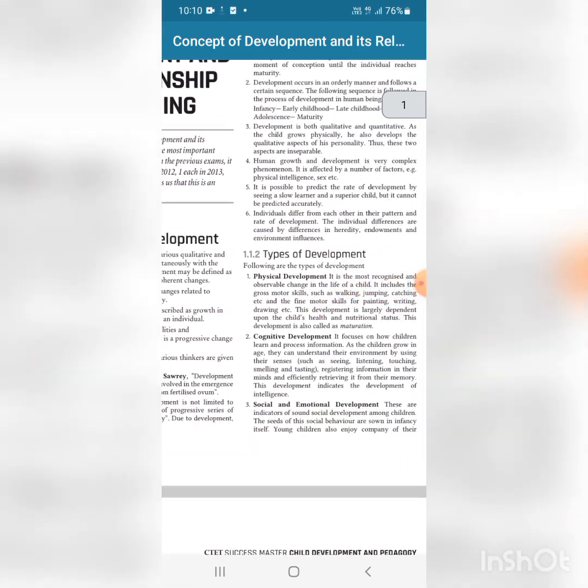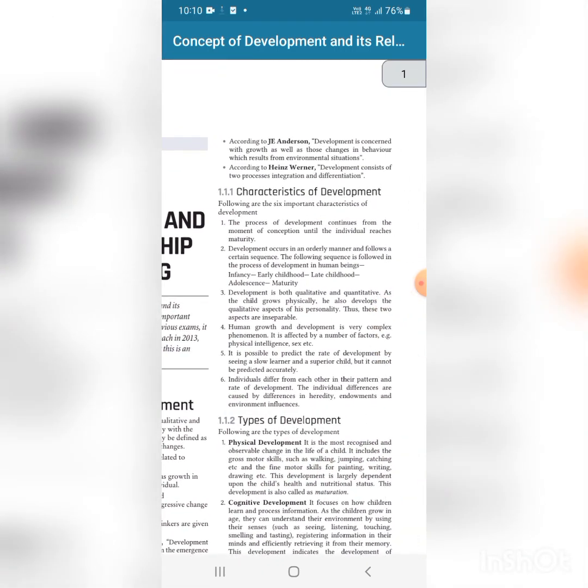And according to E. Hurlock, development is not limited to growing larger. Instead, it consists of a progressive series of changes towards the goal of maturity. Due to development, new abilities grow in man. According to J. E. Anderson, development is concerned with growth as well as those changes in behavior which result from environmental situations. And according to Heinz Werner, development consists of two processes, integration and differentiation.